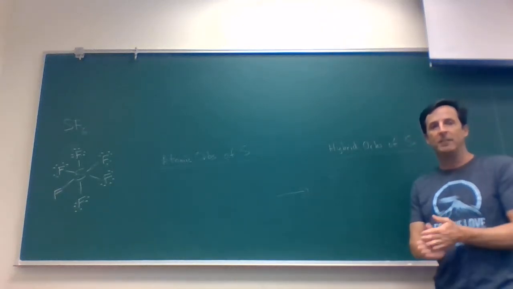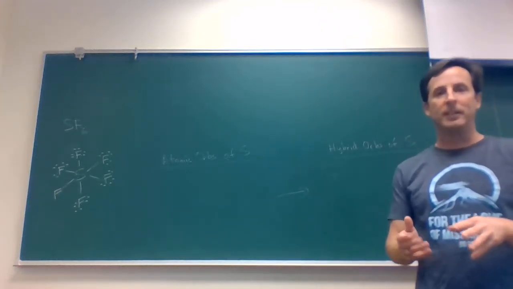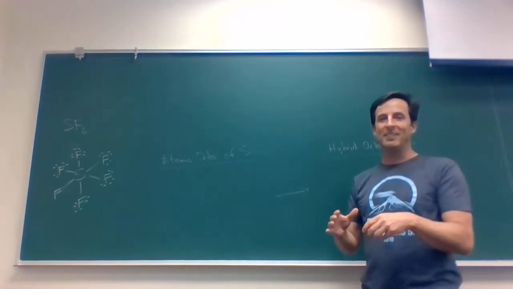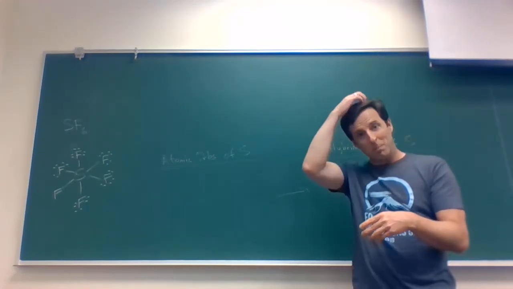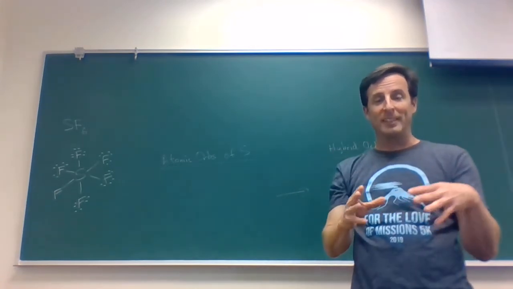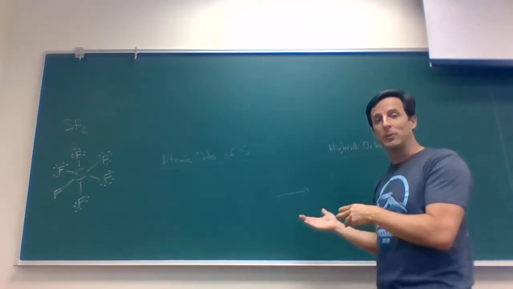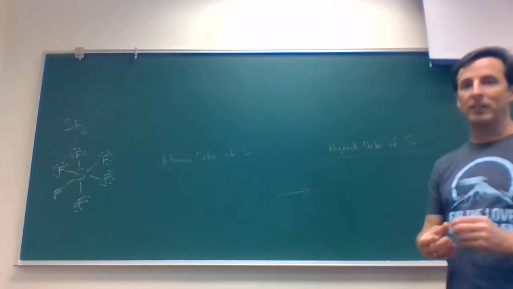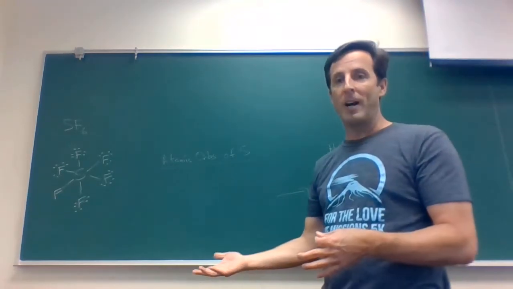All right, so this is our second video on valence bond theory or hybridization. In the first video, I kind of gave you the overview of how it all works. Most students really have a hard time initially getting the picture, but once we work a few examples, I think it'll start to fall into place. So our next example we're going to do is sulfur hexafluoride.